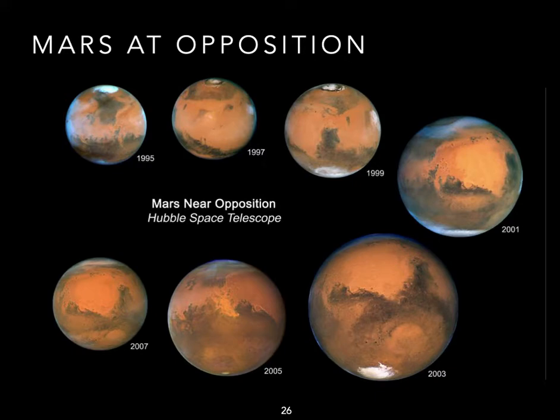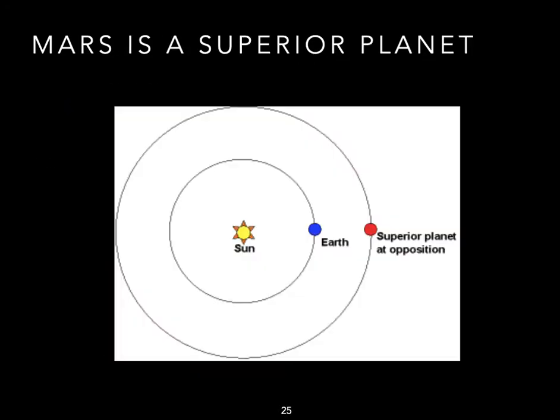Find a couple of things in this slide. You're looking at a picture of Mars taken at different oppositions. Okay, what does opposition mean? Let's go back to this slide.